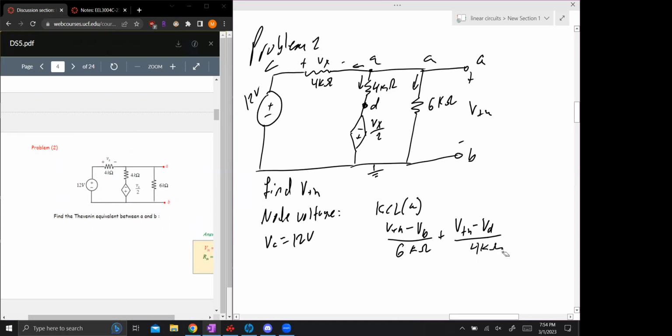Real quick, do we want to switch the nodes so there isn't confusion later on? She has D as C and C as D. Let's do that. So we'll do this C, V Thevenin, VB. So this will be VC. And this is VD. Perfect. Okay.